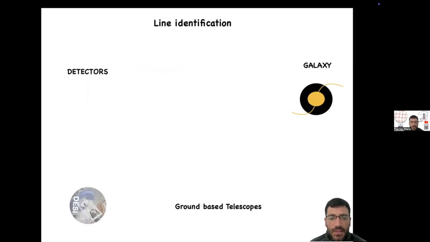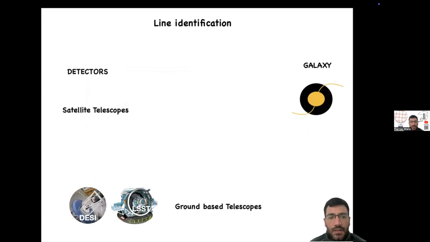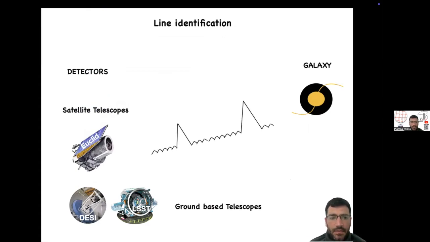Now, let's talk about line identification. We have a galaxy out there and we have some detectors here. We have ground-based telescopes such as DESI and LSST, or satellite telescopes that go around Earth and the Sun, such as Euclid. The galaxy is going to emit some light, and the detectors are going to detect it as a line, which is the signal light coming from the galaxy, and tell us a lot of information about the universe.